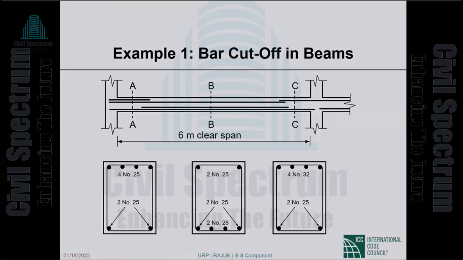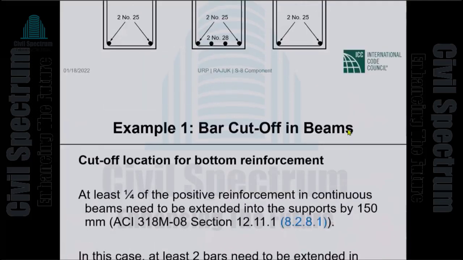Anyway, for construction reasons, we need to continue 2 bars. So the decision has been made to continue the 2 number 25 bars. And at the top, these are also 2 number 25 that are continuous. So here, out of the 4 number 25, 2 are cut off, the other 2 continue, and then they lap with the number 32 bars. That's what you are looking at.